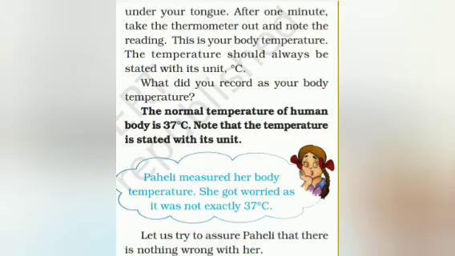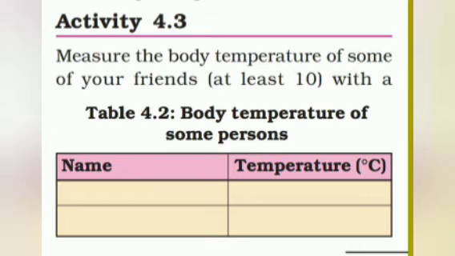Paheli measures her body temperature. She got worried as it was not exactly 37. Now let us try to assure Paheli that there is nothing wrong with her. Measure the body temperature of some other friends, at least 10, and record it. You may find some differences in the body temperature. It may not be exactly 37 degrees.